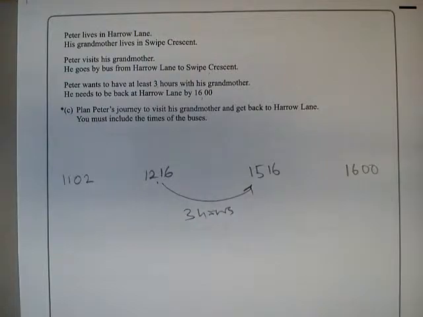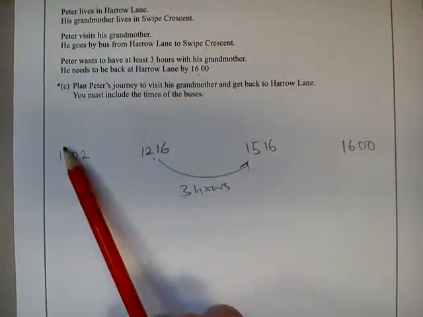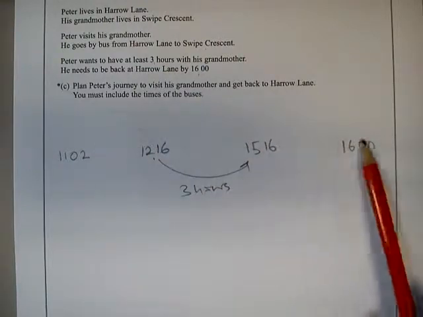Now what you're going to have to do now is you're going to have to write down a description of the various stages of the journey, but this is your plan. These are the key times that need to be included.